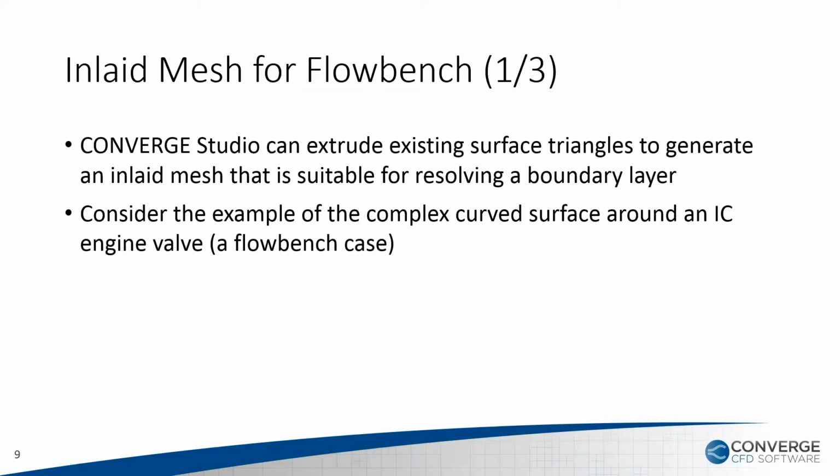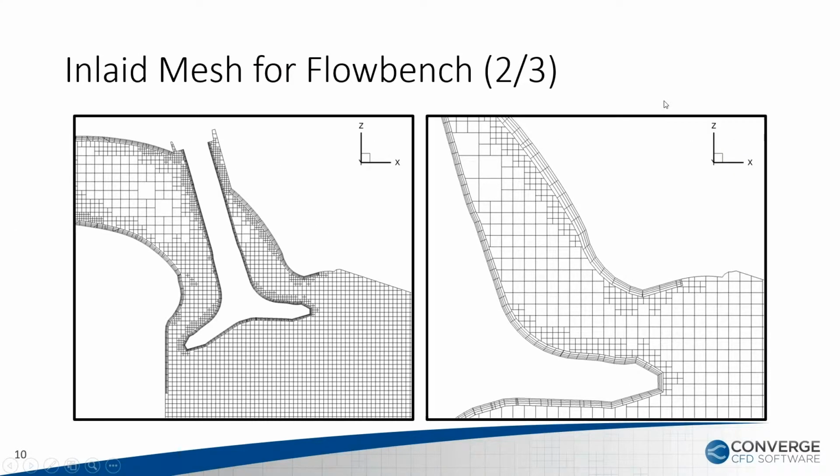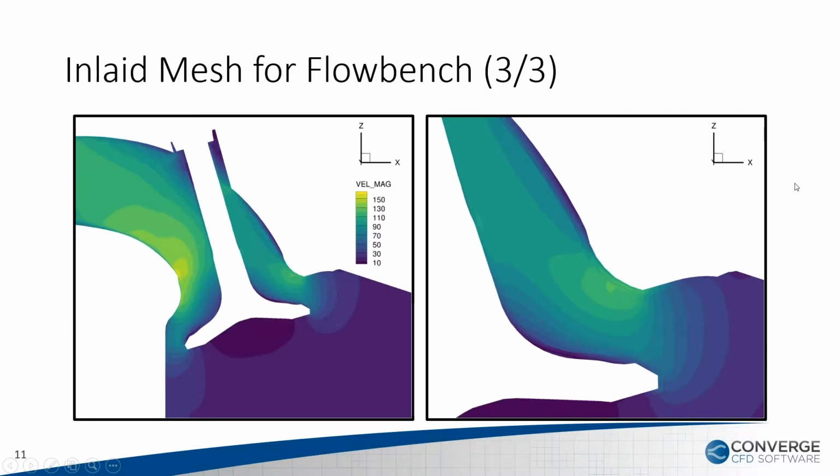So going back to my presentation here. So here's a look at the inlaid mesh in Tecplot. In addition to the inlaid mesh around the valves, we did extrude the surrounding triangles, some of the triangles in the port, as you can see here. On the left-hand side, you have an overview of what the mesh looks like, and on the right-hand side, you have a closer look at the inlaid cells and the Cartesian cells that surround it. And here's a look at the velocity contours for this particular flow bench case.